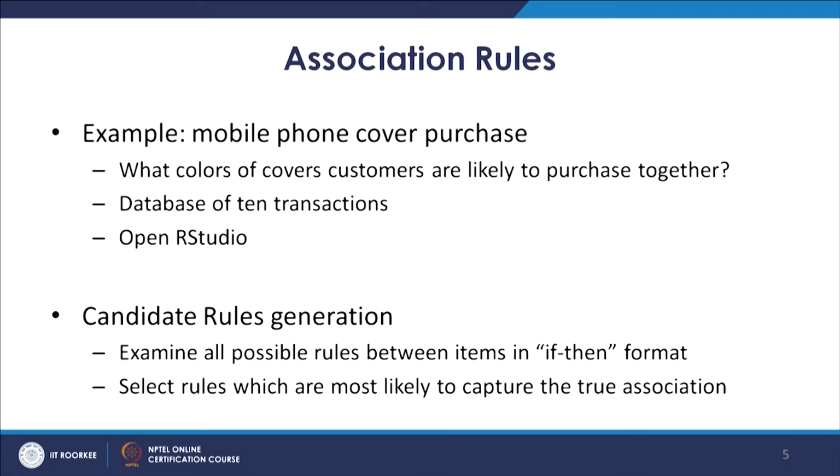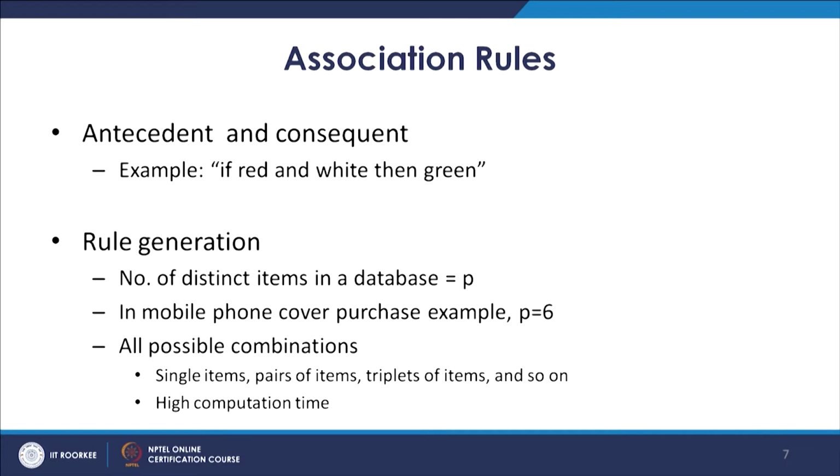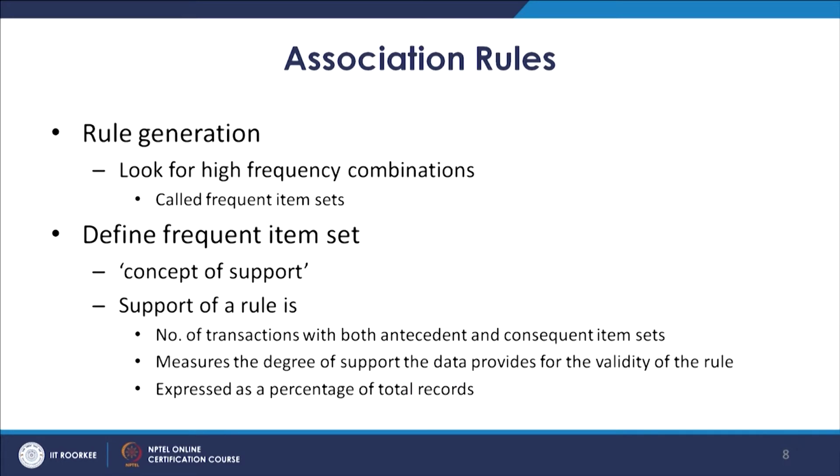We used the example of mobile phone cover purchase, and we talked about candidate rule generation. We talked about antecedent and consequent item sets. Then we discussed the problems associated with these steps, and the importance of frequent item sets and how they could be used for the next steps. Then we talked about the concept of support, which is required for us to create this frequent item set. We ended our discussion at this point, so let us carry forward this discussion.